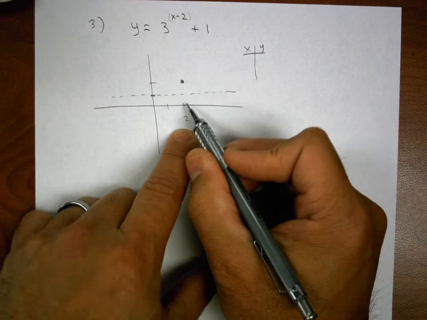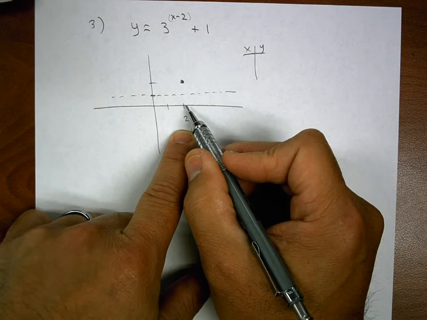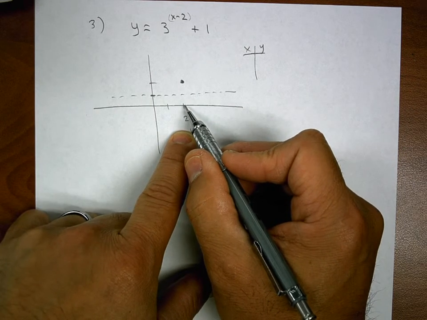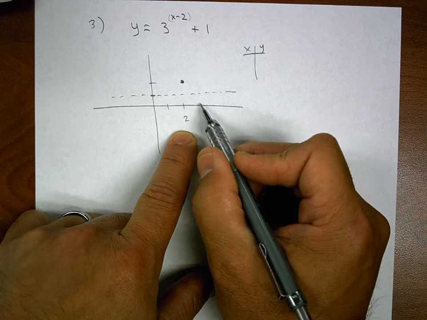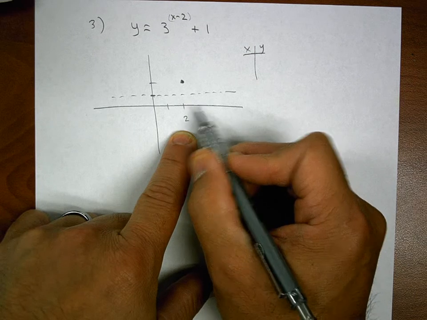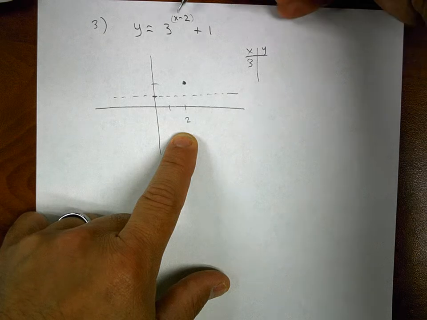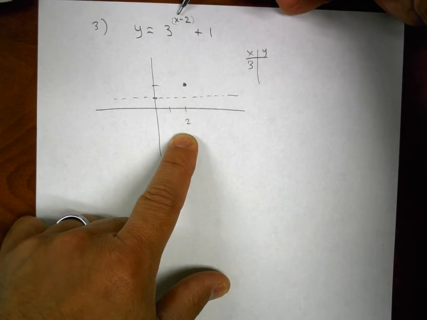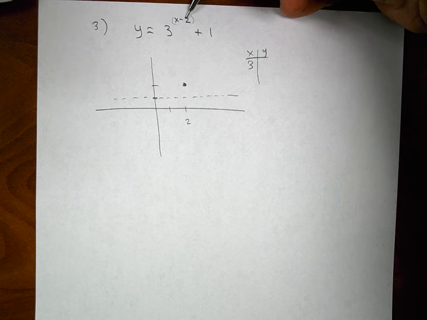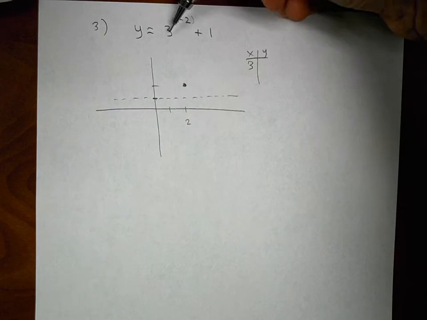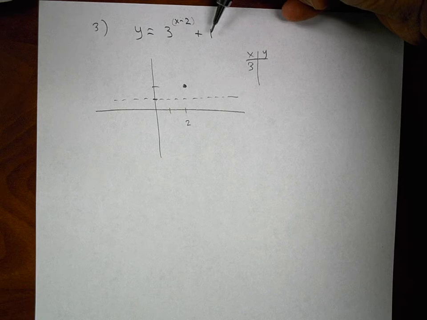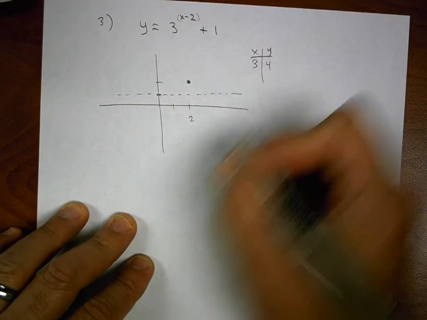All right, so a point that I would say is easy to plug in is right there, one more this way. So x is 3. Let's plug in 3. What's 3 minus 2? 1. What's 3 to the first? 3. What's 3 plus 1? 4. Okay, there we go. So we plot that and we're good to go.